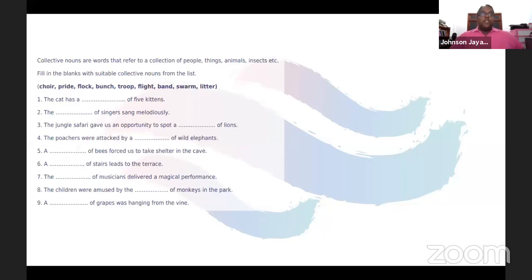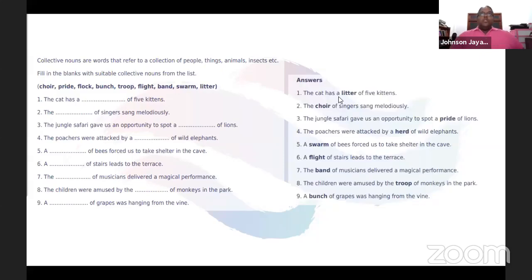Right, okay, let's look at the answers. First one, the cat has a litter of kittens. So the collective noun is litter of kittens. The choir of singers sang melodiously. The jungle safari gave us an opportunity to spot a pride of lions. Okay, a pride of lions.